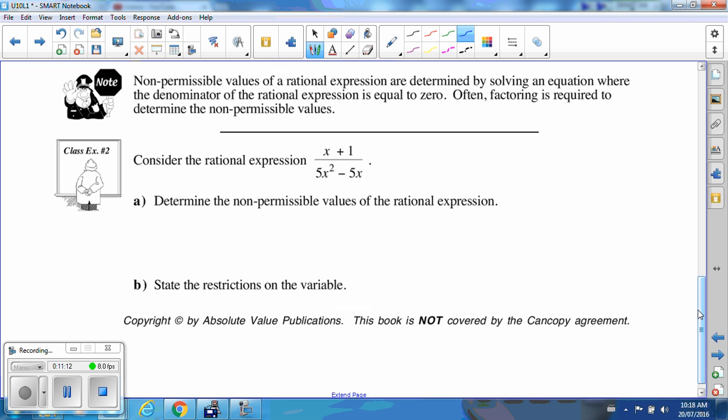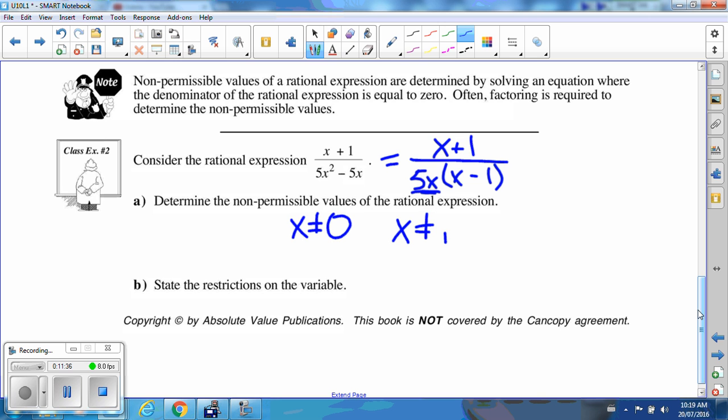Sometimes we'll have to factor our denominator to get it to work. So I'm going to first look at this, x plus 1 divided by 5x is my common factor. So when I take that out, I'm going to have x minus 1. So my non-permissibles are, whenever you have just a lone x by itself, it's just x cannot equal 0. And in this case, x cannot equal +1. So that's the restrictions. My non-permissible values are 0 and 1.